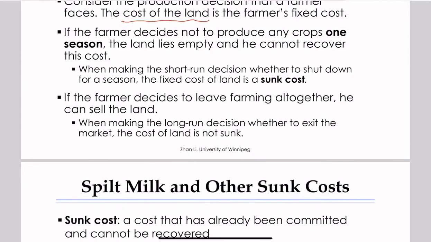So you can see that whether a cost is fixed or variable, or whether a cost is sunk or not sunk, really depends on this time horizon, right? If it's a short horizon, then a fixed cost would be a sunk cost. If it's a long run horizon, then a fixed cost would not be a sunk cost.